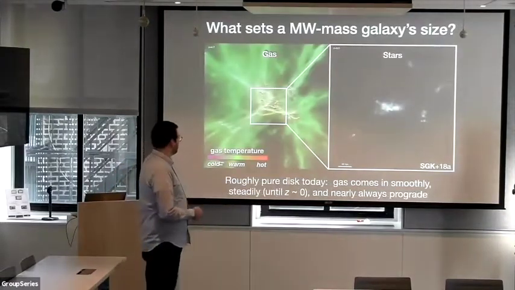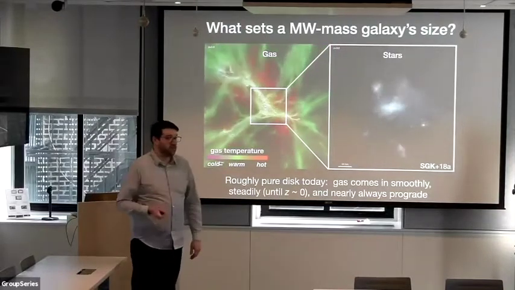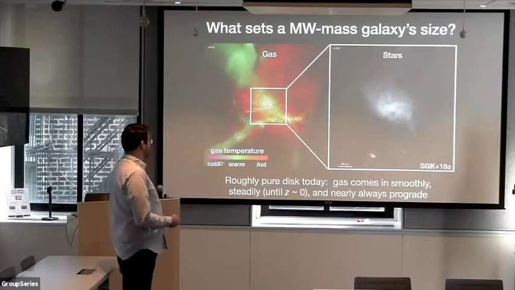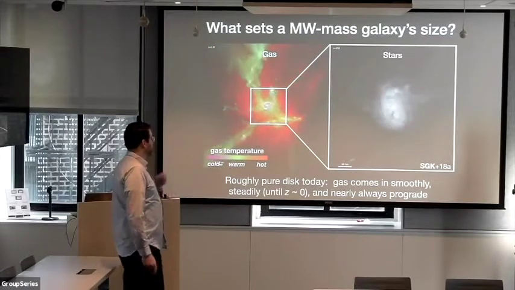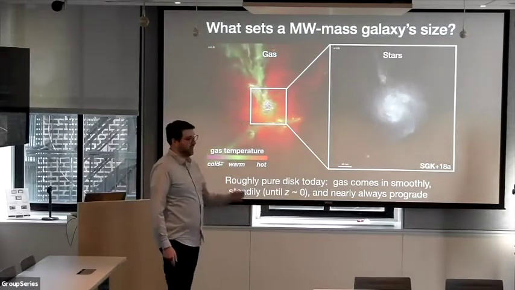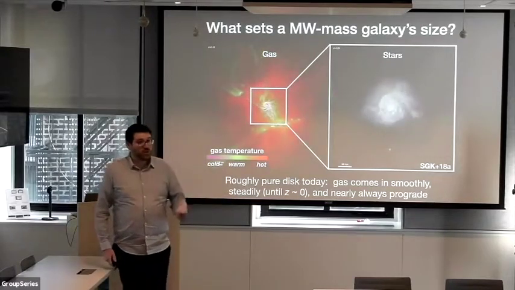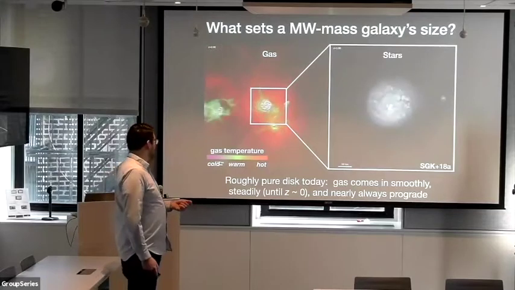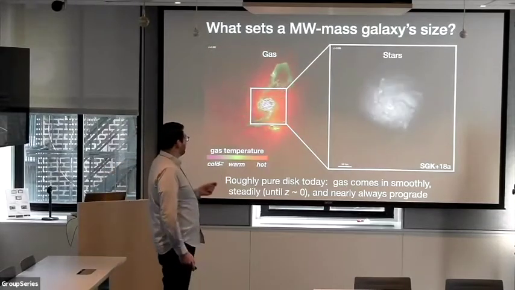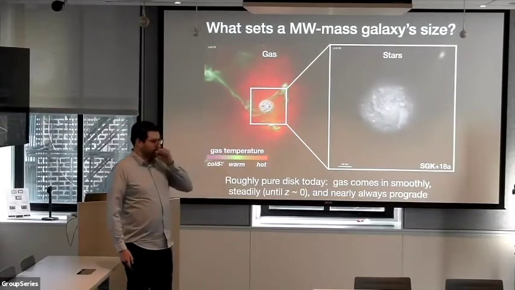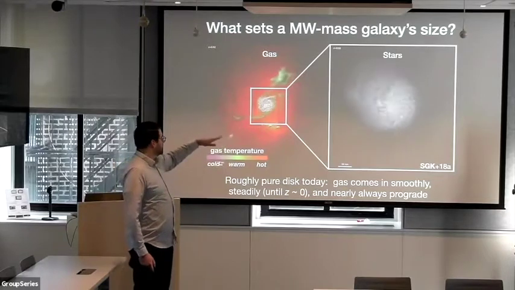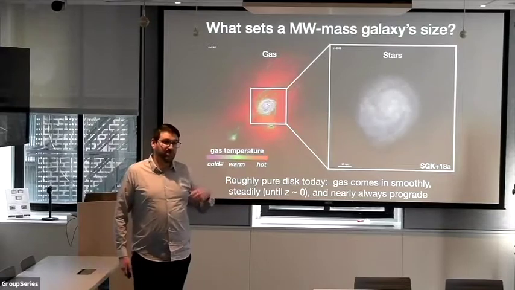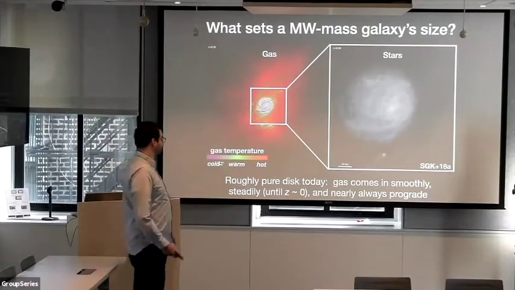In contrast, this galaxy is roughly a pure disk today. It effectively has no bulge at all. And what you'll see is that the gas is pretty much always coming in. There's always some fresh accretion of gas onto the galaxy. It's pretty much always prograde in the same sense as the galaxy's rotation. And there are no large galaxy mergers. So, even there, where a small galaxy flew by, it didn't directly interact with the main system itself. It just gave it some of the gas that it brought in.